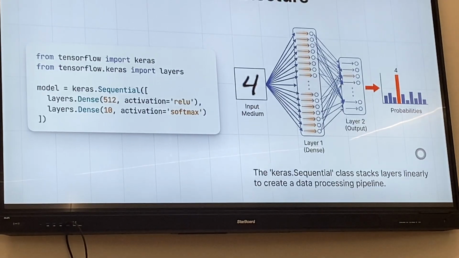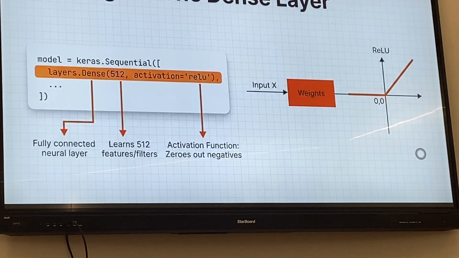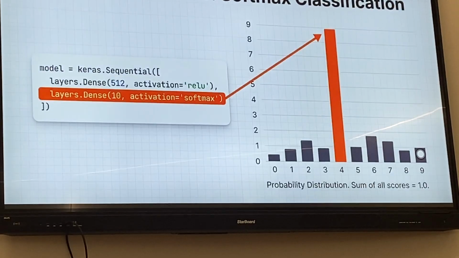Just remember that dense means fully connected. So every neuron is connected, because you will see later on the dropout layers and things like that. All right, we explained that pretty well.